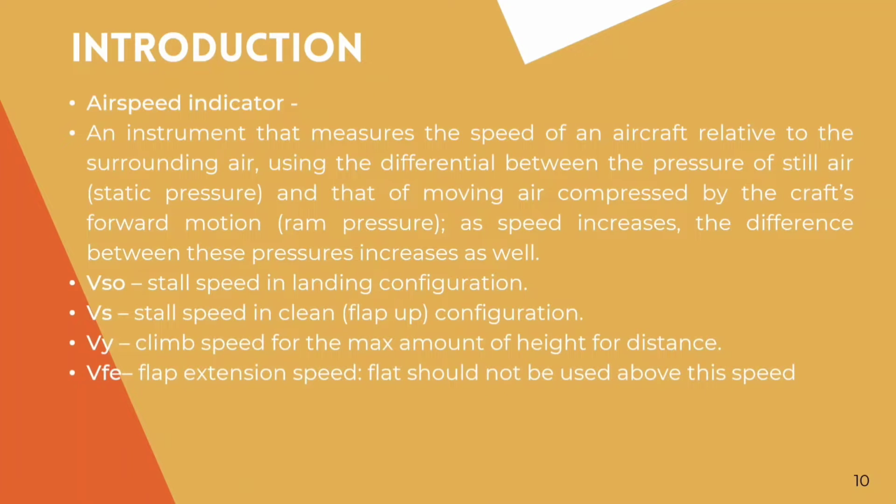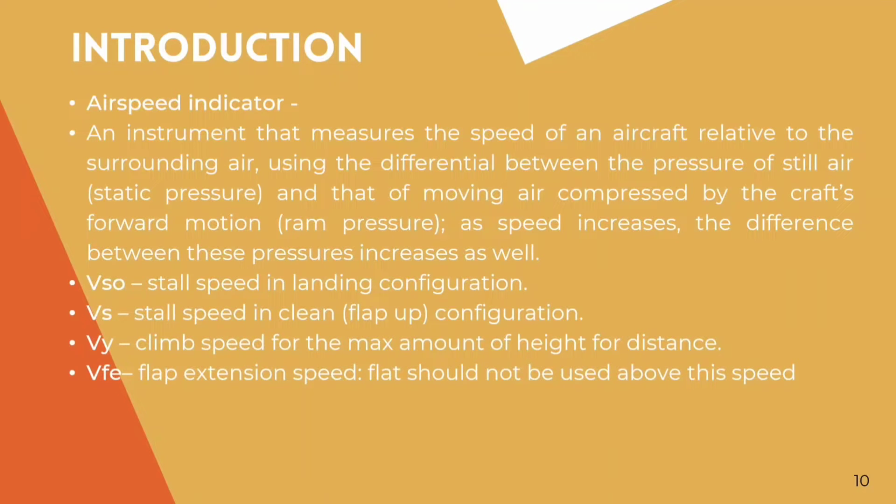Introduction to the airspeed indicator. An instrument that measures the speed of an aircraft relative to the surrounding air using the differential between the pressure of still air, that is the static pressure, and that of moving air compressed by the craft's forward motion, that is ram pressure. As the speed increases, the difference between these pressures increases as well.